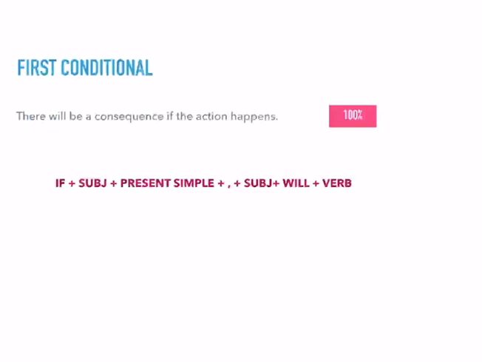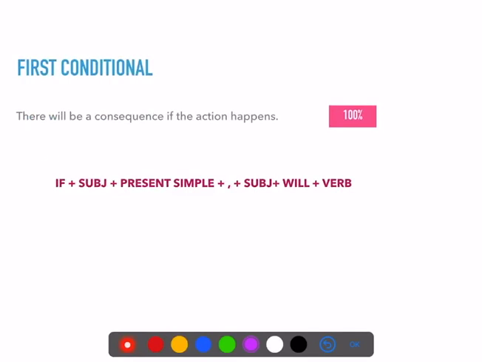And the structure is this one. If plus subject plus present simple plus comma plus subject plus will plus verb. Okay, it can be a bit confusing, but it's quite easy. Just think. We have here two sentences. This is sentence number 1. And this is sentence number 2. Okay? And the comma. Comma is very important.